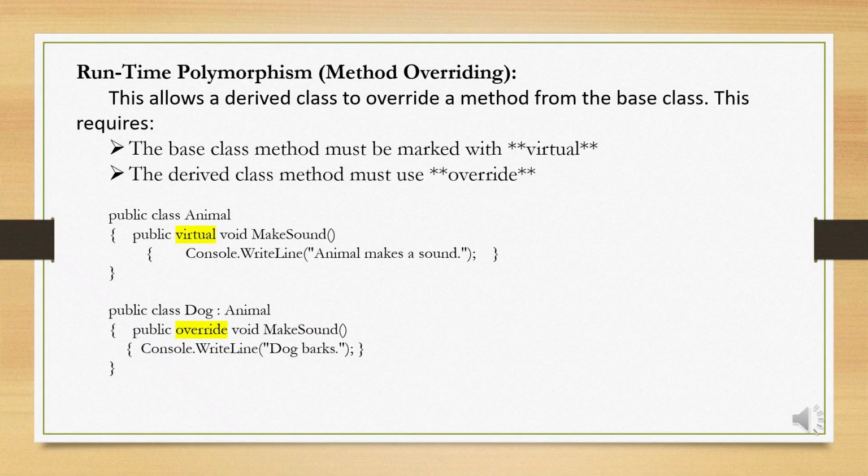Runtime polymorphism, method overriding. This allows a derived class to override a method from the base class. This requires that the base class method must be marked with virtual. The derived class method must use override. Animal defines a virtual method MakeSound, and Dog overrides this method with its own behavior. The decision of which method to run happens at runtime.